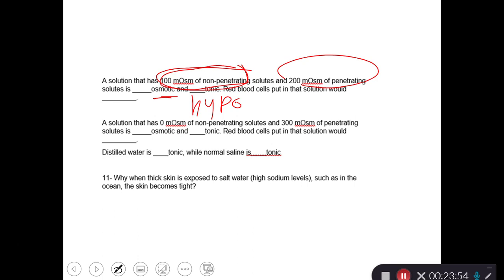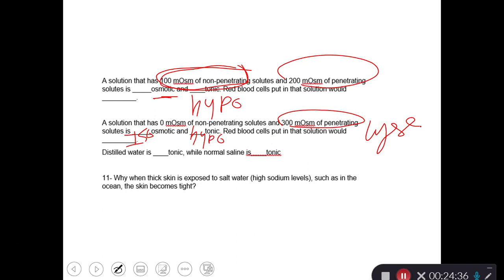If the solution has 0 milliosmoles of non-penetrating but has 300 of penetrating, so the total is 300, this is isoosmotic. How about tonic? Well, it does not have any non-penetrating, so this is hypotonic. And if you put the cell in that hypotonic solution, the cells would lyse. Water, of course, has 0, so it is hypotonic and it is hypoosmotic. And if you put the cells in water, the cells would lyse.